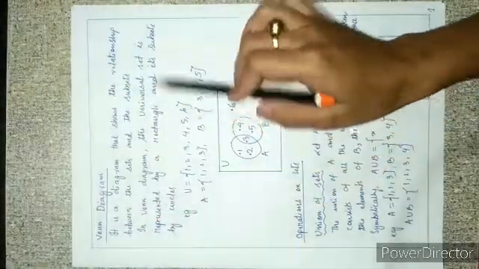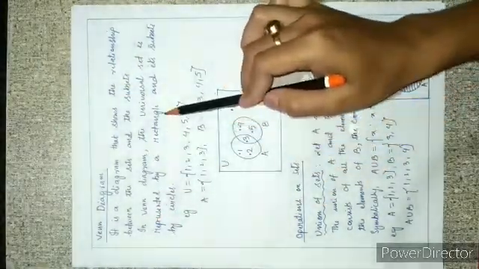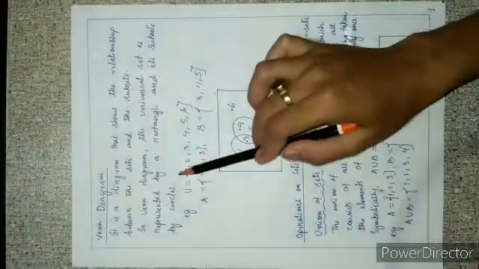In Venn diagram, the universal set is represented by a rectangle and its subsets by circles.